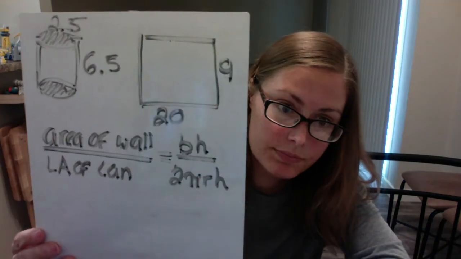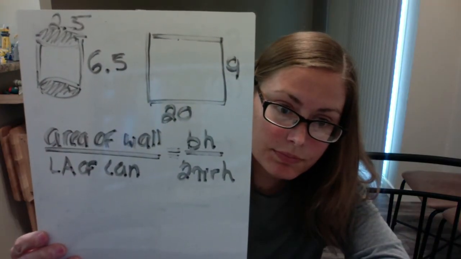The area of the wall is base times height, and the lateral area of the can is 2 pi RH. Twenty times 9 is 180. And we're dividing it by 2 pi. Our radius is 1.25, which is half of 2.5. And by the height, which is 6.5.